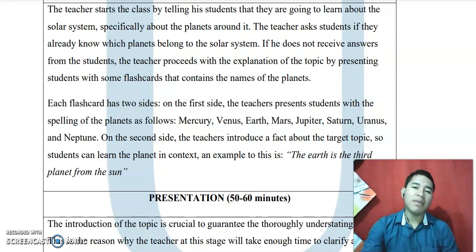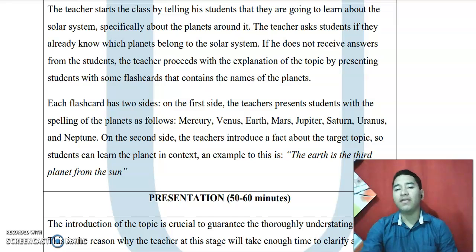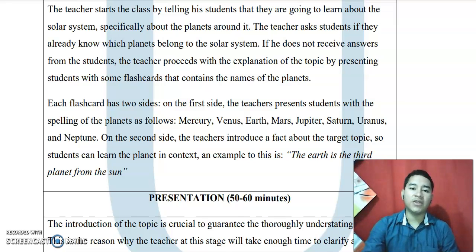So the teacher is going to be playing with the flashcards and showing the students the name of the planets, but at the same time he's going to be working on some important and relevant facts regarding the different planets. He can take different minutes working on this first and initial activity, to make sure that students can have a grasp or a better understanding of it.